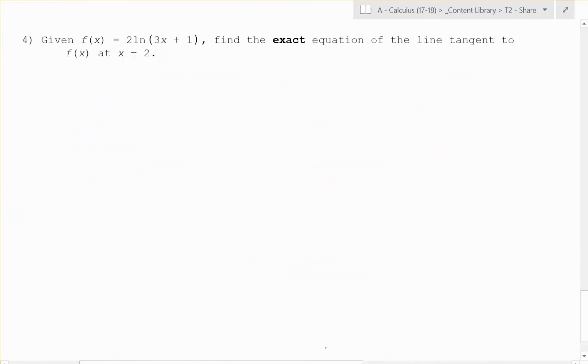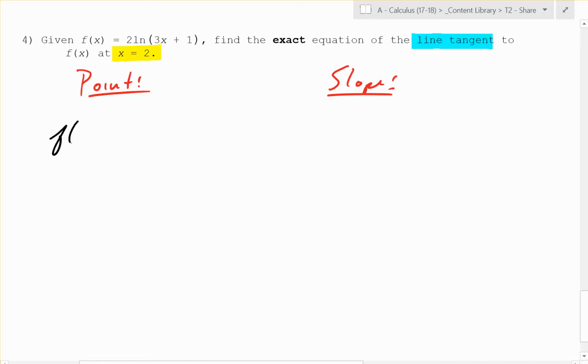So now we're finding the equation of a tangent line tangent to that given function at x equals 2. So when it says an exact equation, we need to find the exact slope. So as we've done before, you need to find a point and a slope. Let's do the point first. We're doing it at x equals 2. So we need to do f of 2, and that's going to be 2 times, I'm going to need parentheses there, ln of 2 times 3 is 6 plus 1. So that's going to be 2 times ln 7.